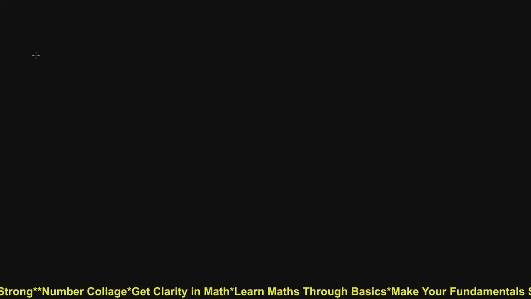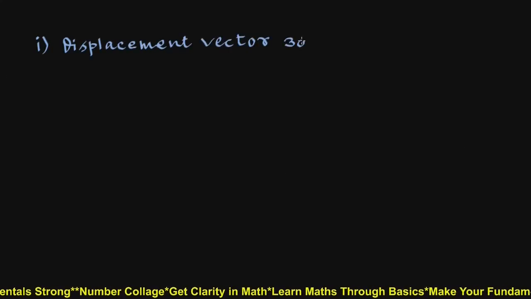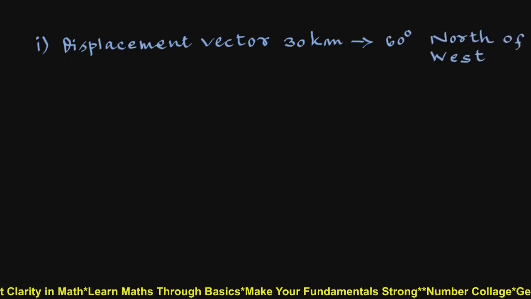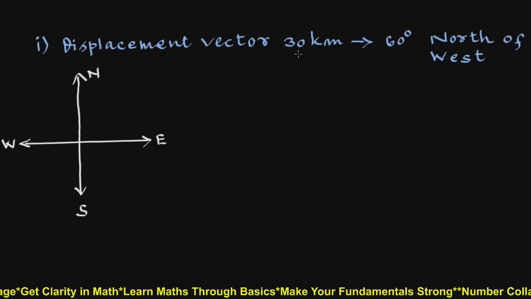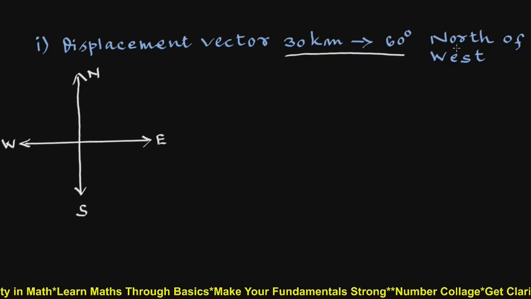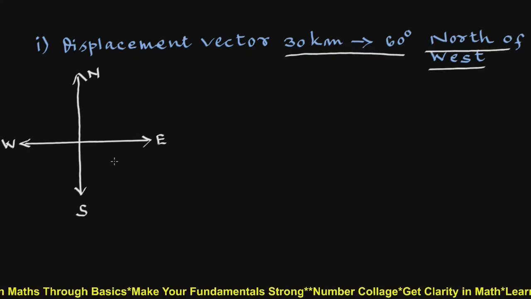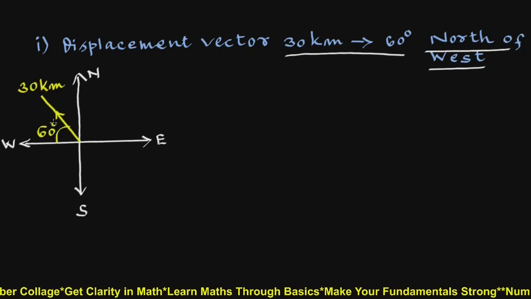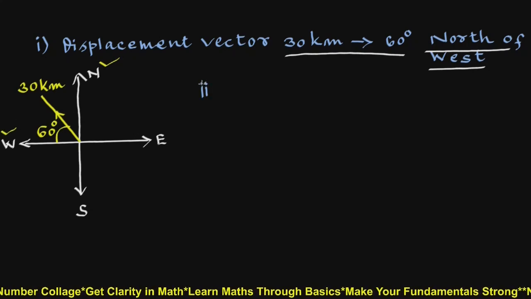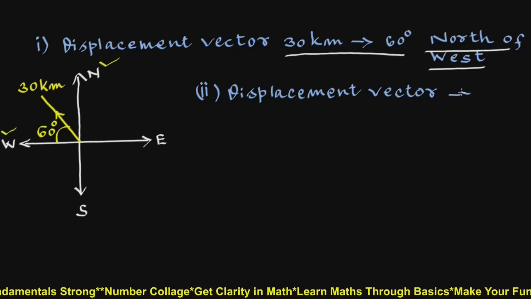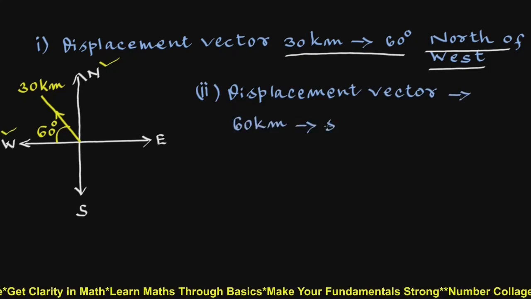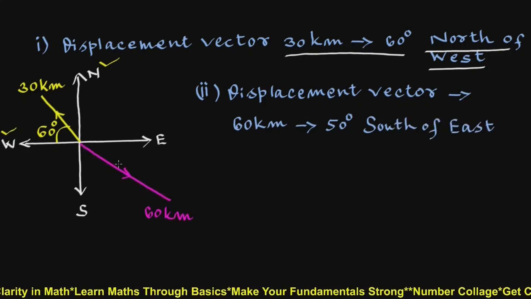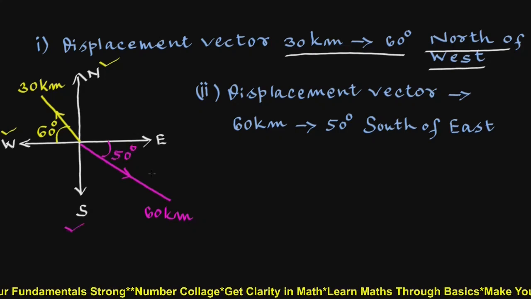Let us see how to represent displacement vector 30 kilometers, which is 60 degrees north of west. We have the directions east, west, north and south. Displacement vector 30 kilometers 60 degrees north of west means this 30 kilometer vector drawn to scale, which is 60 degrees north of west. Second displacement vector that we have to draw is 60 kilometers, which is 50 degrees south of east. This will be 60 kilometers drawn to the scale, which is 50 degrees south of east.